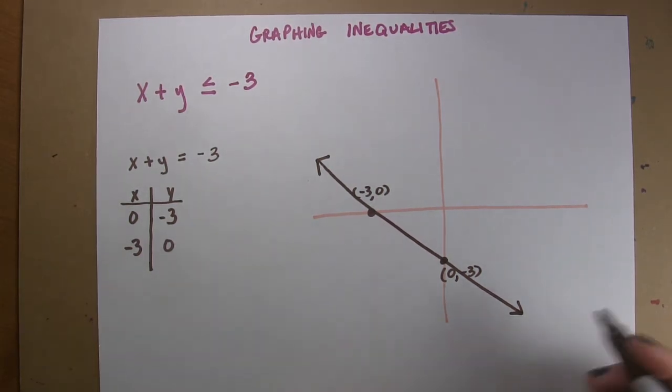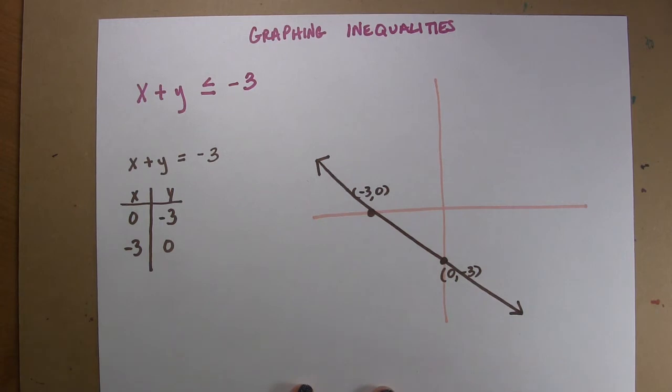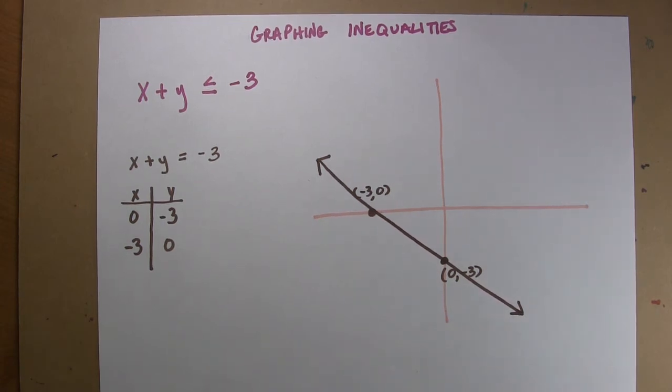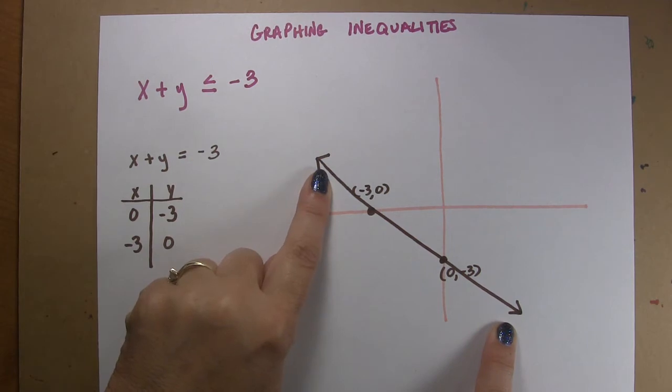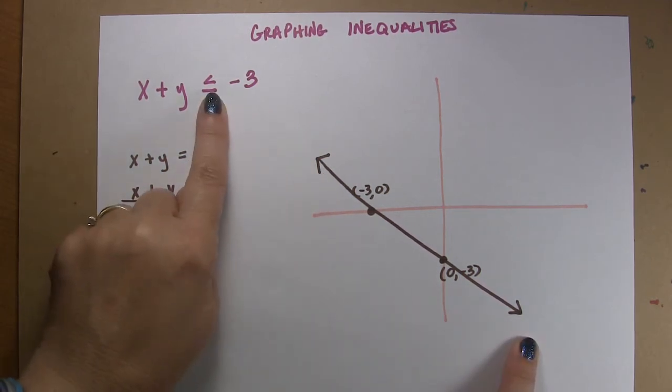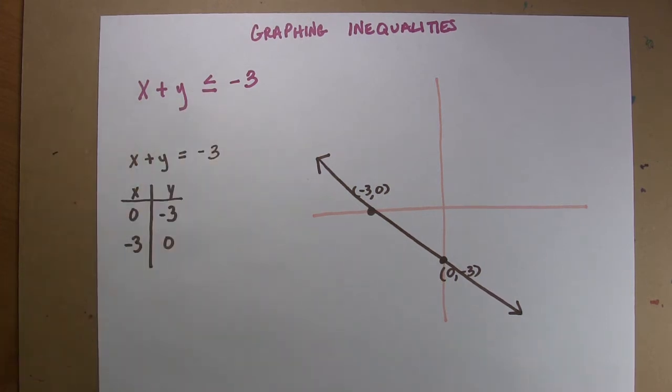Hopefully that'll become clearer to you, especially when we do the next problem. But let's finish this problem. Okay, so we drew our line, x plus y equals -3. It looks like a lovely line. But what we want to know is what is less than or equal to -3. And that means that we have to do some thinking.